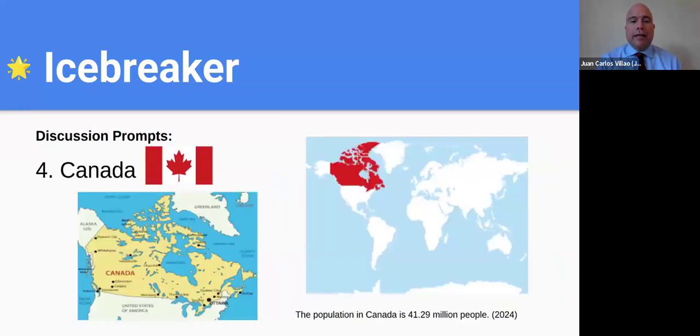Number 4 is Canada. It's a neighbor of the United States. You can see the world map. We're shaded in red. It's Canada. And then here's a closer look at Canada. This is north of the United States. And the population in Canada is 41.29 million people. And that's an estimation in 2024.